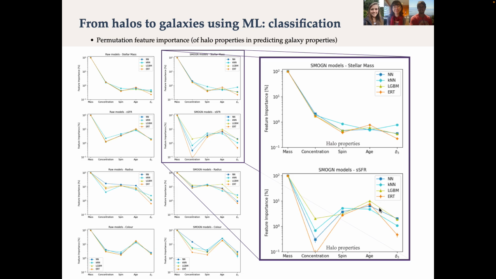However, we always see this hierarchy of properties here. The four most important properties are mass, concentration, spin, and age, and sometimes the local density plays a role. And most other halo properties we found to be unimportant or to have vanishingly or undetectably small influence.